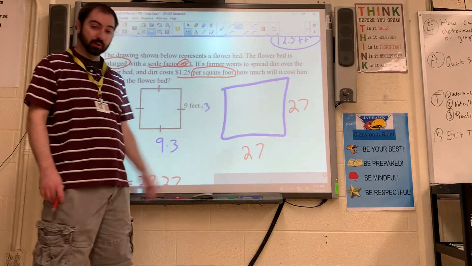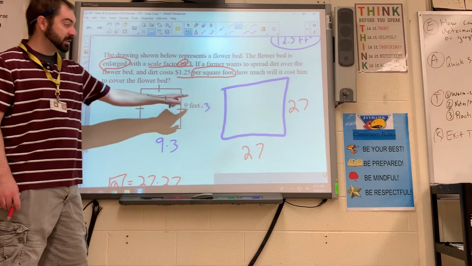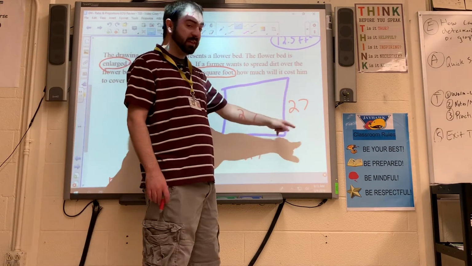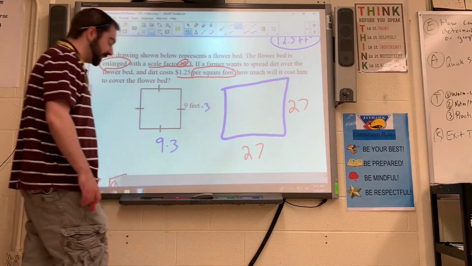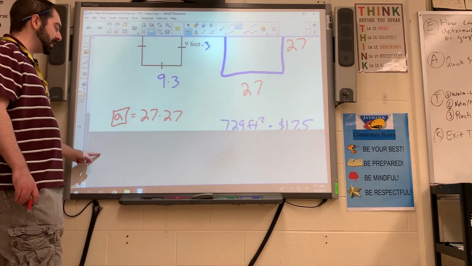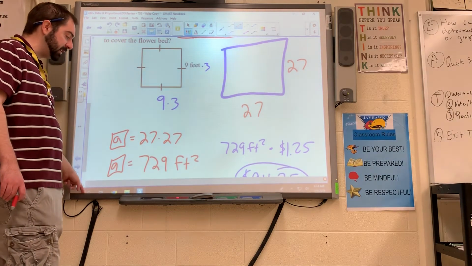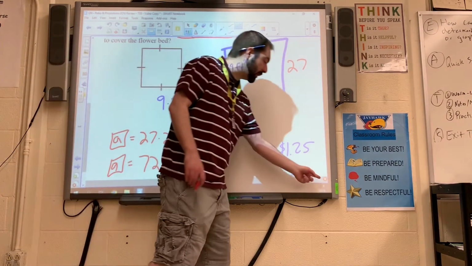First thing I did, drew a new flower bed. 9 times 3 is 27. 9 times 3 is 27. I now have my new length and my new width. From there, I can find my area. Again, I know area equals length times width. So 27 times 27 gives me 729 square feet.